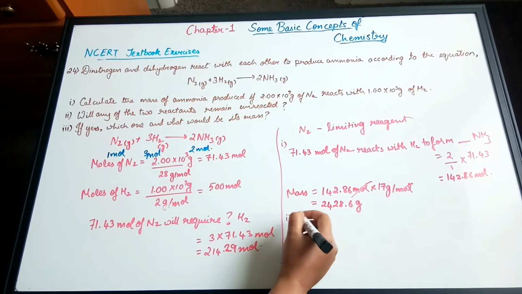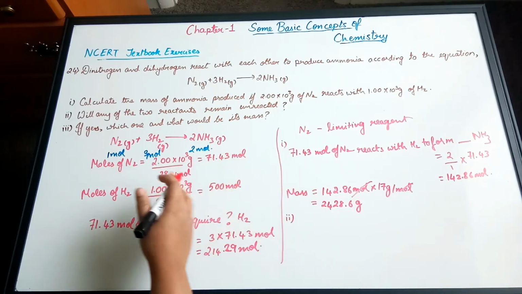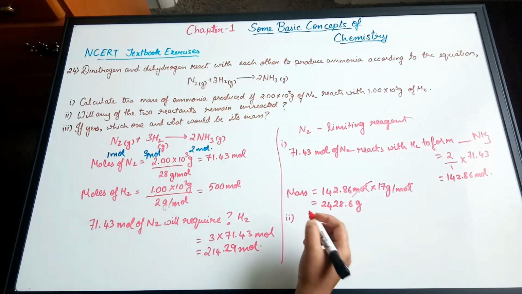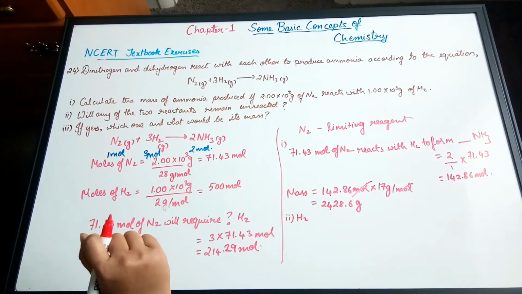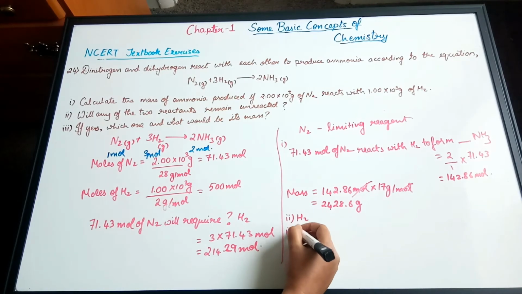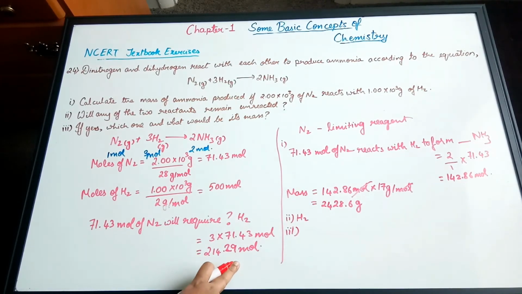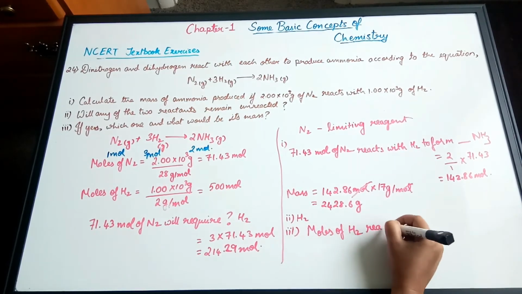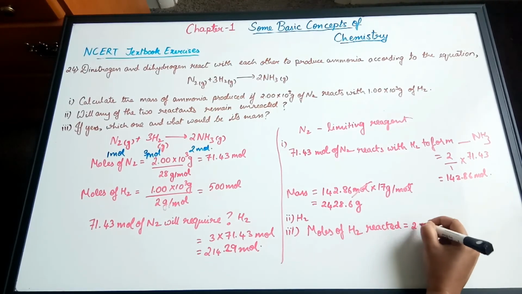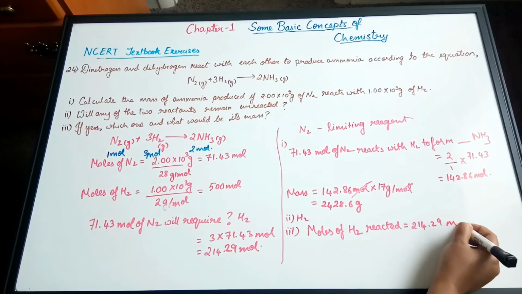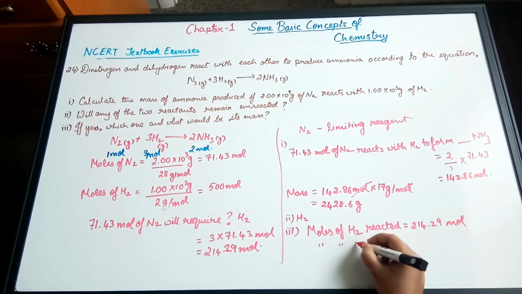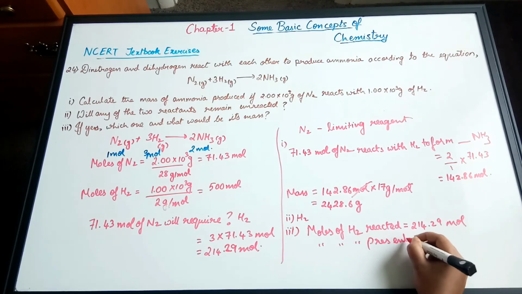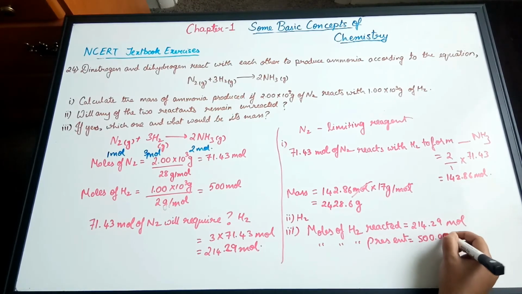Next, the second question is, will any of the two reactants remain unreacted? As we saw here, hydrogen is going to be unreacted and nitrogen is the limiting reagent. So how much hydrogen is left? 214.29 is the moles of hydrogen which is reacting. So moles of H2 reacted will be equal to 214.29 moles, and moles of hydrogen which is present is equal to 500 moles.